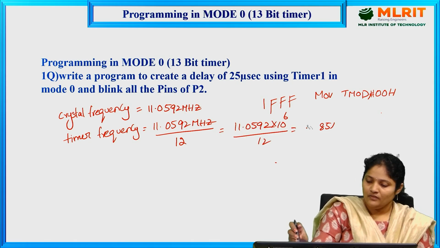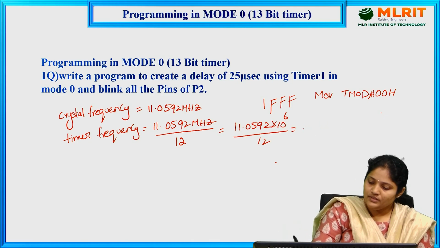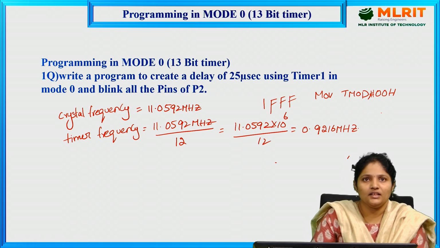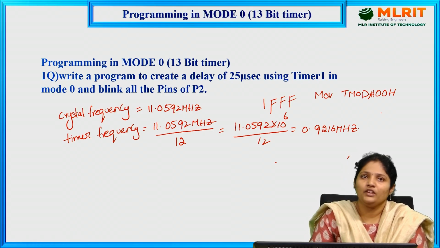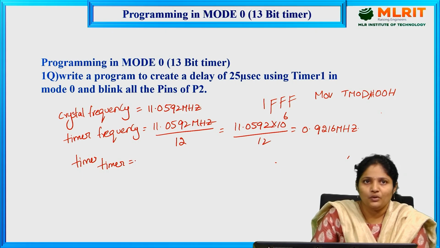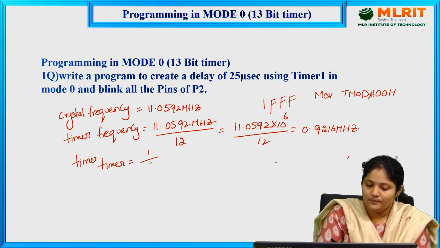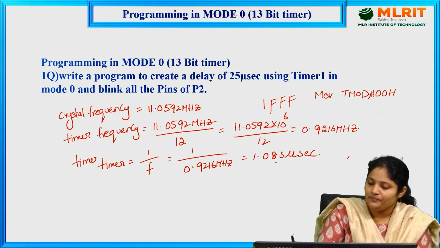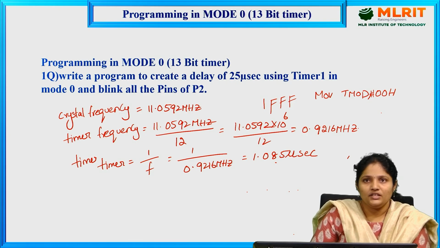So what is the value? It is equal to 0.9216 megahertz. Yes, here we find the frequency. But what we need to know is the time period of the timer. The time period of the timer is, as we all know, the reciprocal of frequency. So 1 by F equals 1 by 0.9216 megahertz, which is equal to 1.085 microseconds.